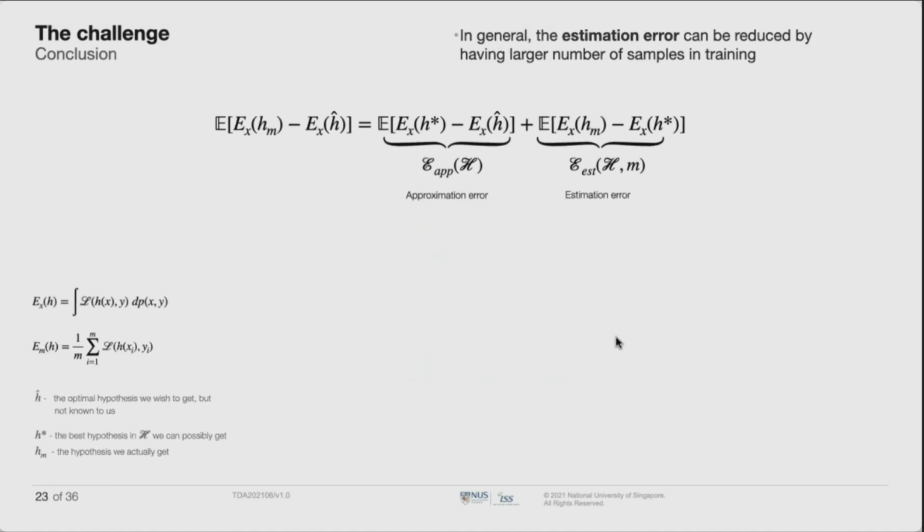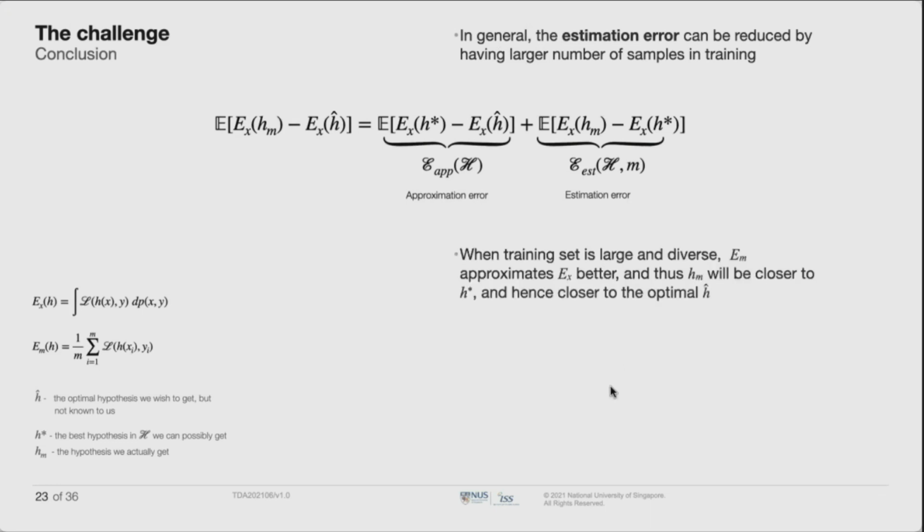Fortunately, estimation error can be reduced by having a larger number of samples in training. When the training set is large and diverse, the empirical risk function approximates the expected risk function better, and therefore the h_m will be closer to the h asterisk, and hence closer to the optimal hypothesis h hat. In other words, when the model is large, to reduce estimation error, we need to have a large and diverse data set. Well, this is again why nowadays deep learning works.